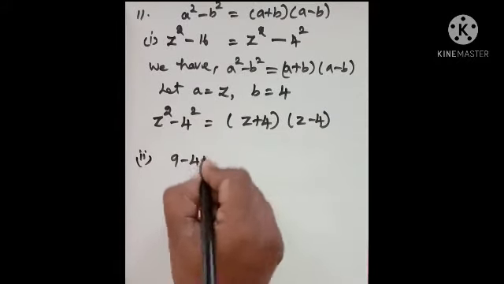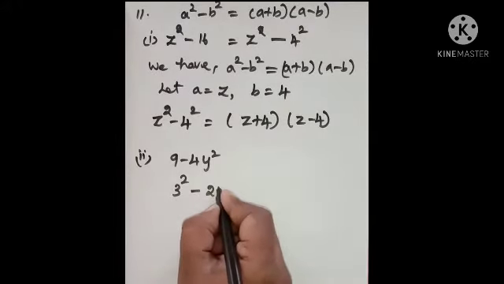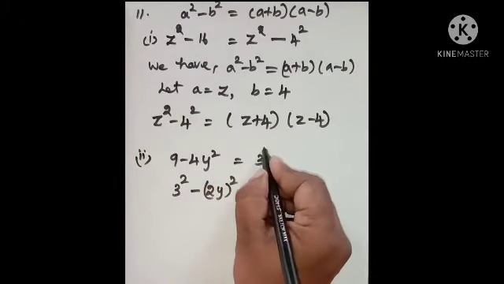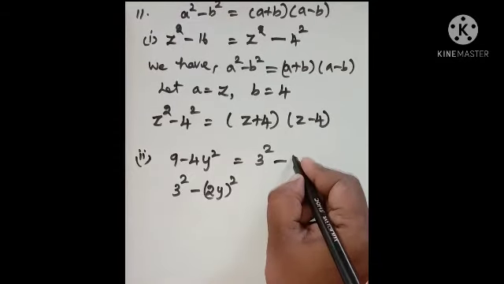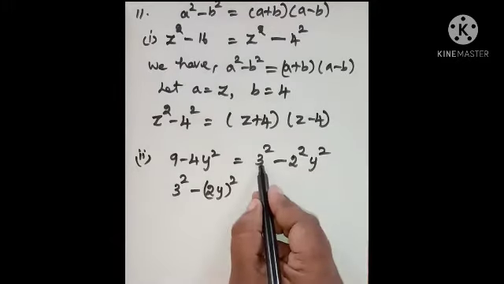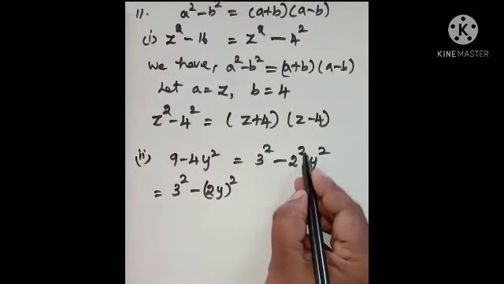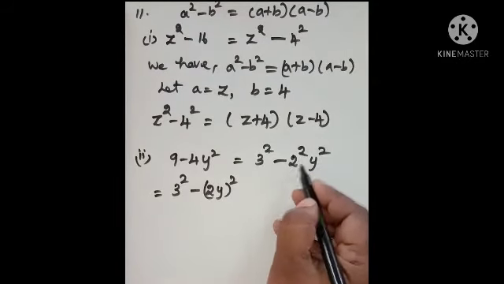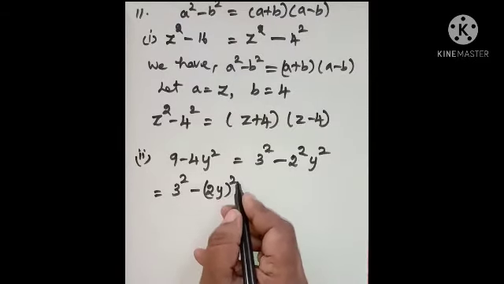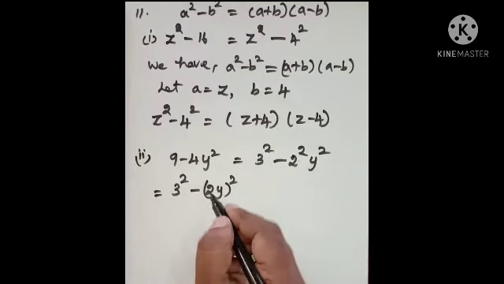Next, 9 minus 4y square, and here it can be written as 3 square minus (2y) the whole square, isn't it? Here 9 can be written as 3 square, and 4 can be written as 2 square, so 4y square is 2 square y square. Here we have 3 square minus 2 square y square. So the square is common for both the values 2 and y, so we can write 2y commonly outside, and here (2y) the whole square.